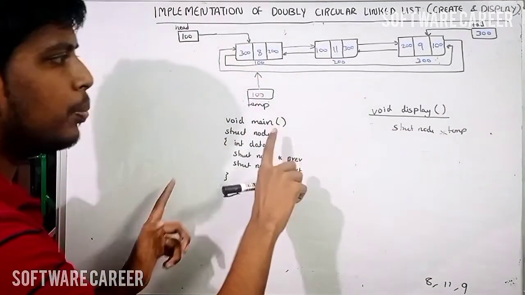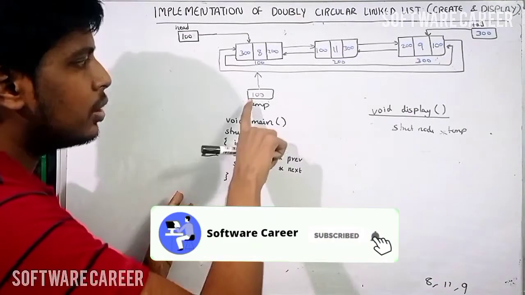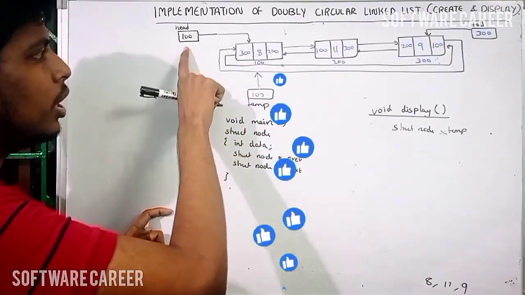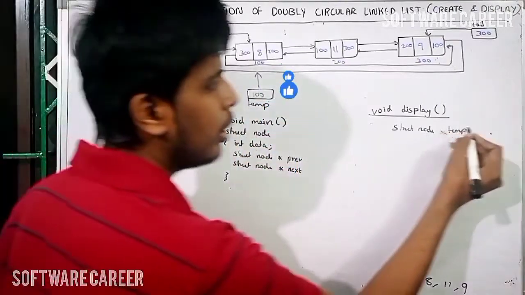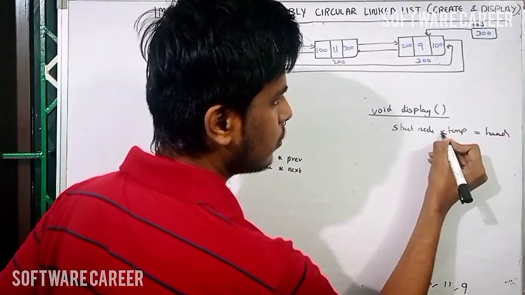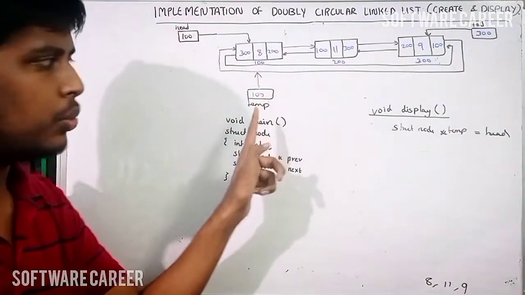Now I have created a pointer temp pointing toward a node which has some structure. Now this pointer is pointing to which node? That is the first node. So I should store the address of head value. So I'm writing temp equals to head. Now I have created a pointer temp and it points to the first node.